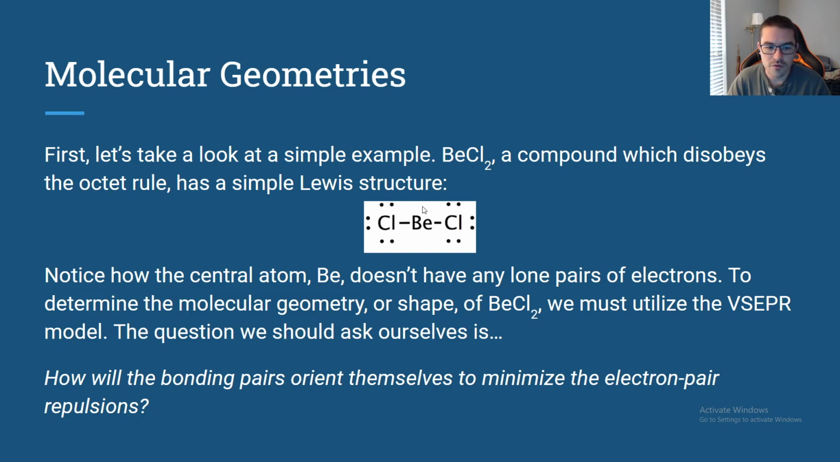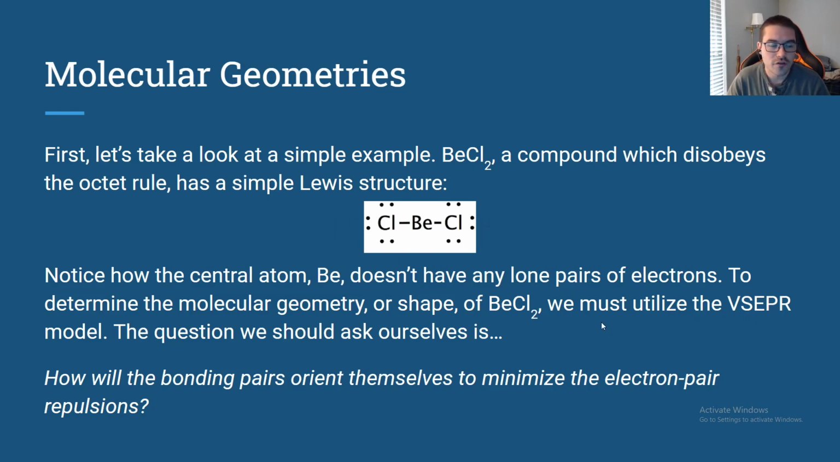Okay, you'll notice here around beryllium there are no lone pairs. So beryllium here only has 4 valence electrons. That can happen sometimes, as we've seen in the previous couple of topics. Some atoms are okay with breaking the octet rule. Okay, so in order to determine the molecular geometry of this compound, we're going to utilize the VSEPR model.